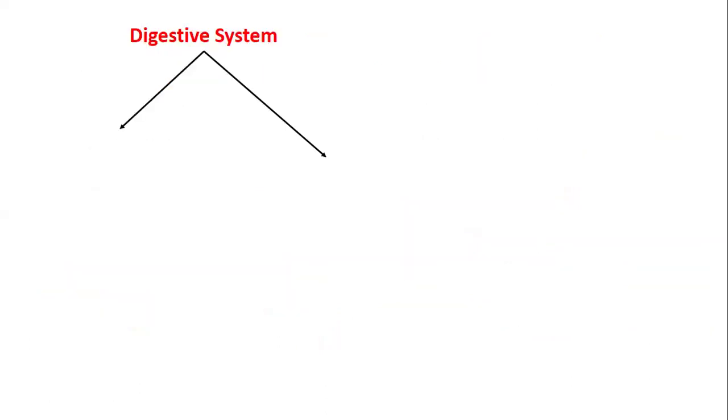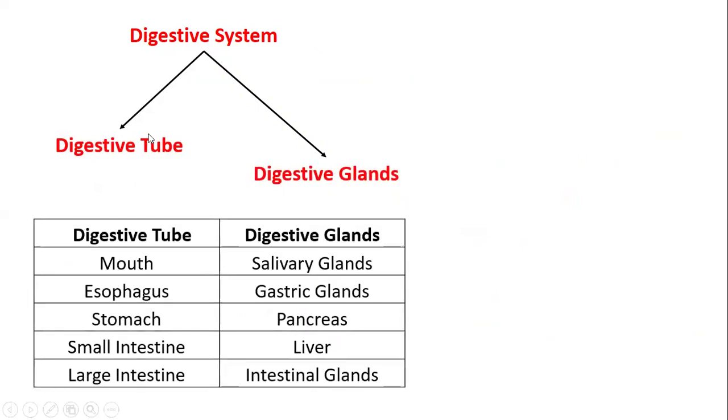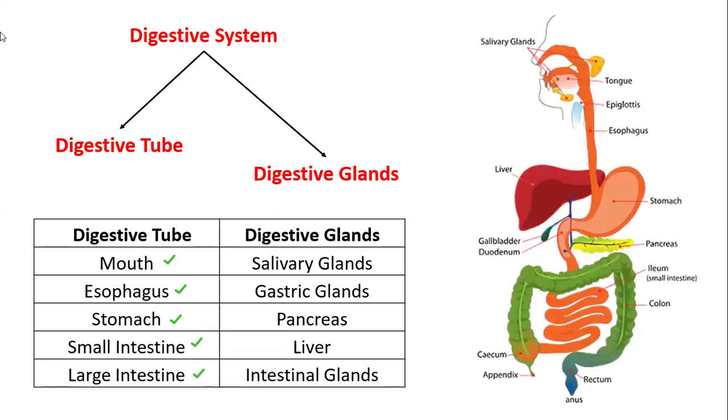Our digestive system, where digestion happens, includes, as I mentioned before, 2 big parts: the digestive tube and the digestive glands. The digestive tube consists of the mouth, esophagus, stomach, small intestine, and large intestine. Take a look at this. Okay, here we have the mouth. So the digestive tube organs are the organs where food passes. Food goes through the mouth, then through the esophagus to reach the stomach. Then it passes to the small intestine and ends in the large intestine.